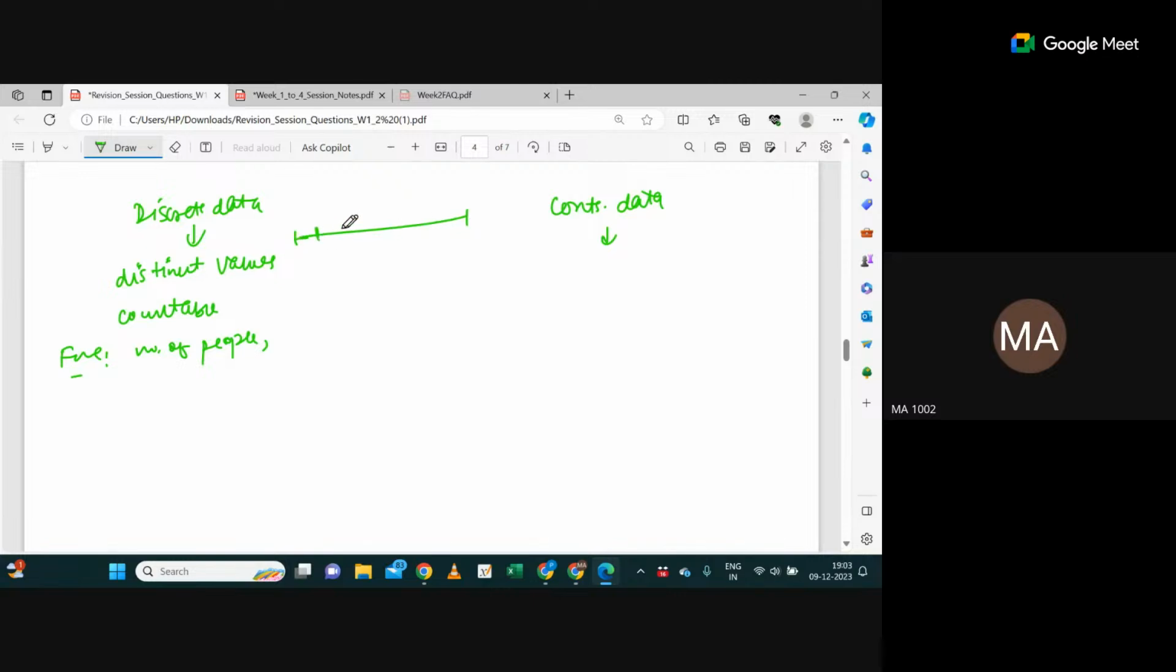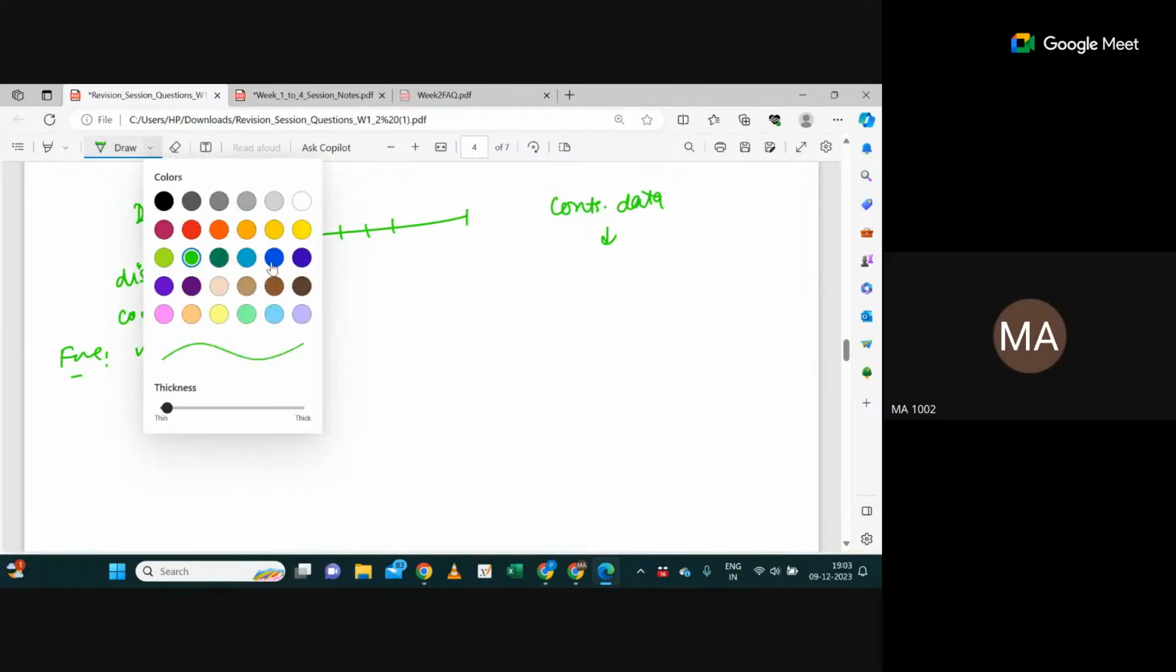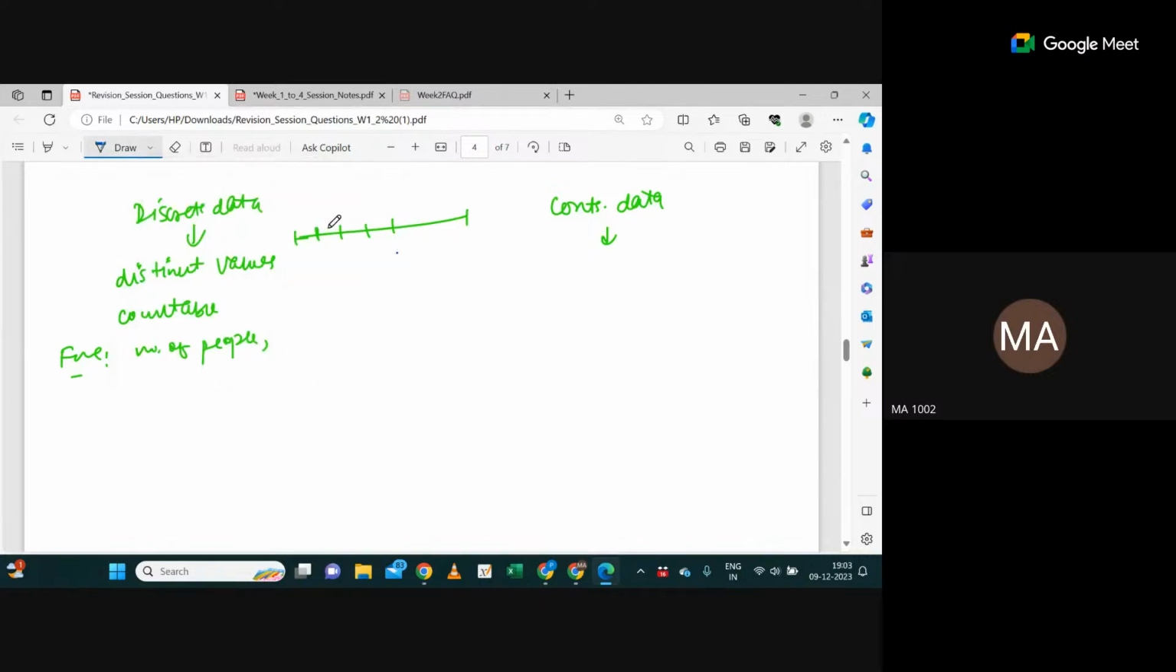Let's say this value, this value, this value, this value. It will take distinct values, and it cannot take any value within an interval. I mean, it cannot take a value between these two. Basically, it is taking only distinct values on the real number line.